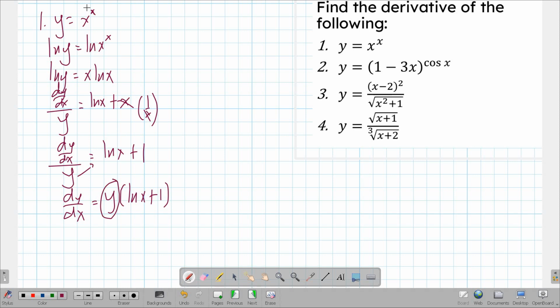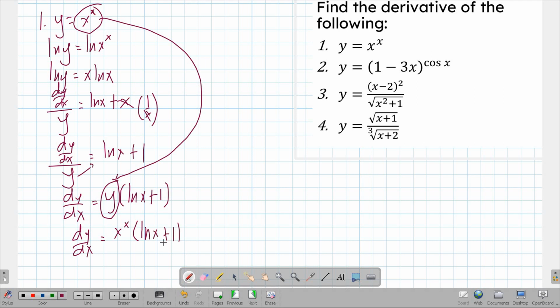But the value of y is x raised to x, so we can replace it here. So dy over dx is equal to x raised to x times ln x plus 1. Finally, distributing this, we have dy over dx is equal to x raised to x ln x plus x raised to x. This is the derivative of x raised to x. That process is what we call logarithmic differentiation. So let's try it on number 2.